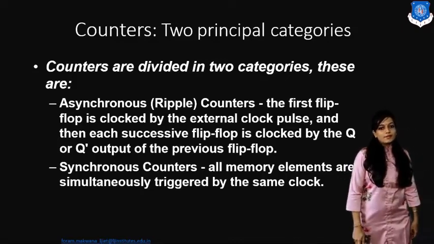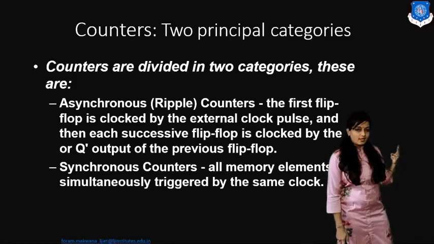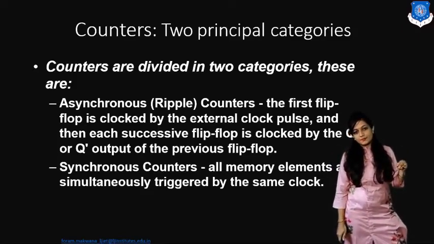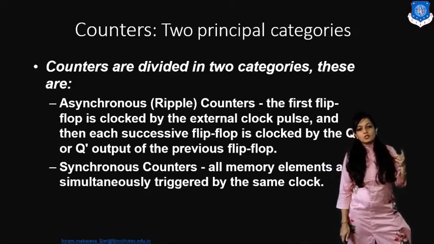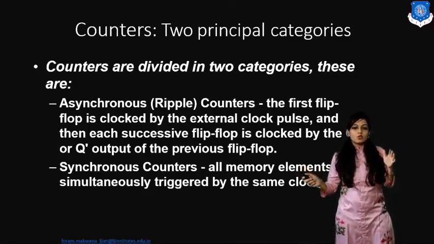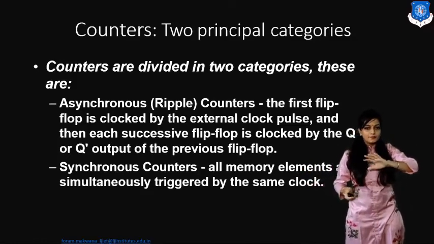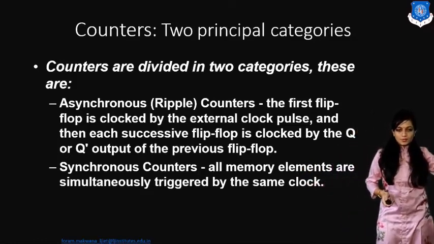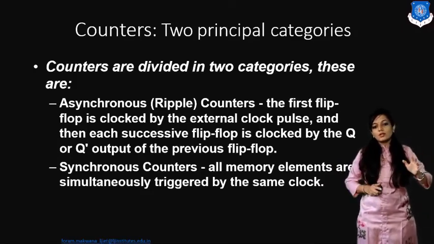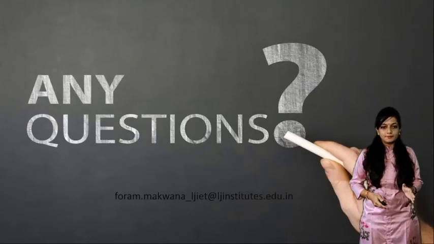So, what are the different types of counter? There are 2 principal categories. It can be a ripple, which means asynchronous, or it can be synchronous. In the asynchronous counter, the first flip flop is clocked by the external clock pulse and the remaining get the clock signal from the output of the previous one. Synchronous means all the memory elements, all flip flops, get the clock pulse at the same time.